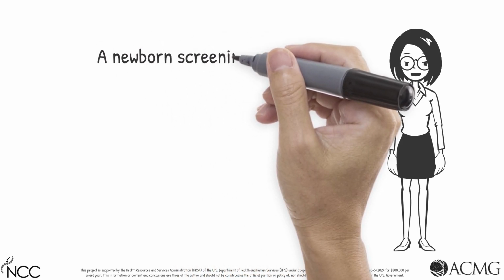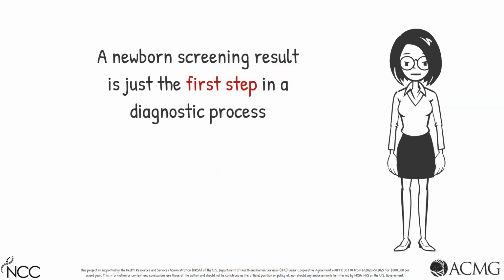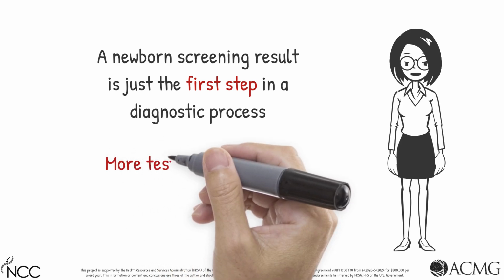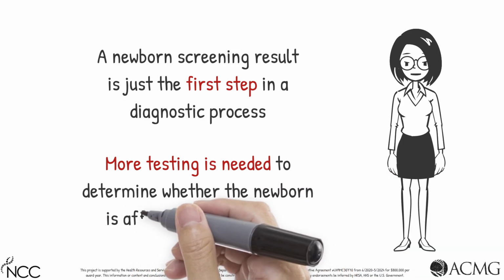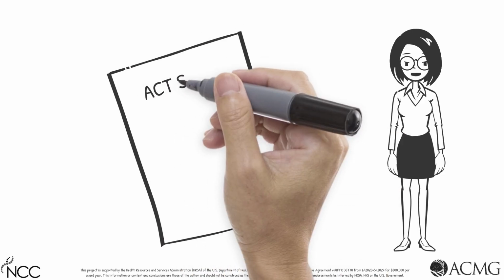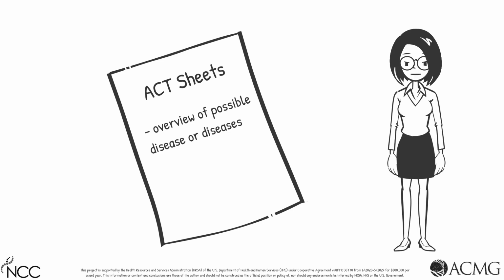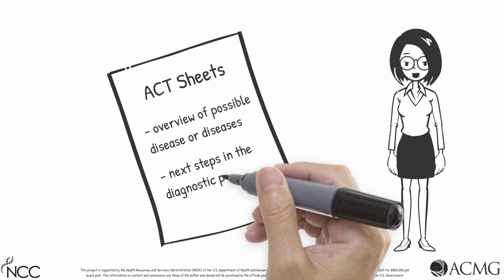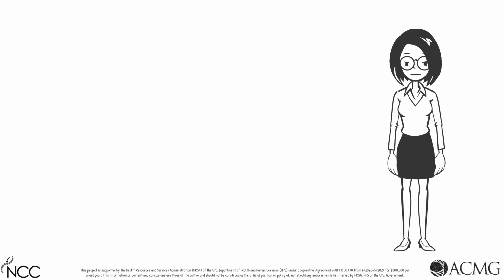Please keep in mind that a newborn screening result is just the first step in the diagnostic process. Further testing and evaluations are needed to determine if the newborn has the disease, a true positive result, or is unaffected, a false positive result. The ACT sheets are intended to provide an overview of the diseases identified by newborn screening and clear next steps for the management of a positive newborn screening result.